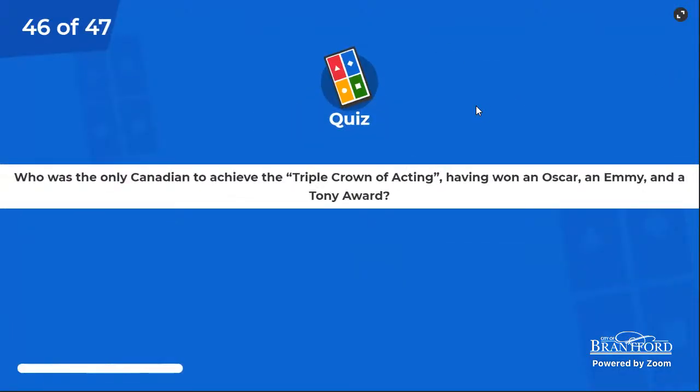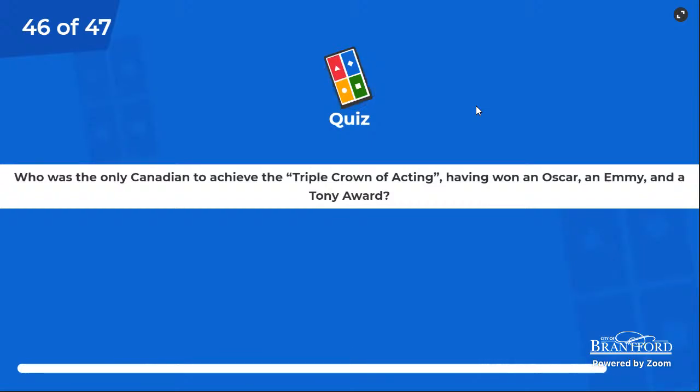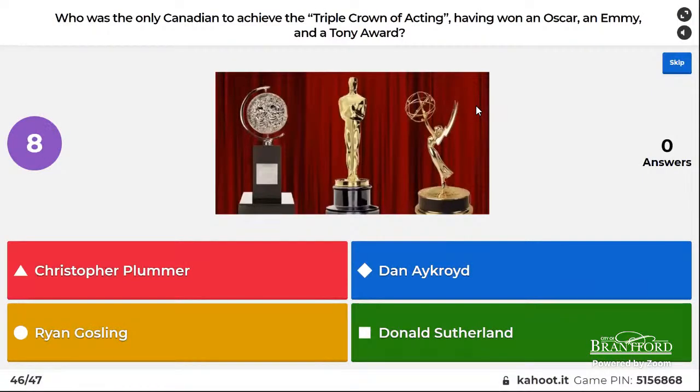Who was the only Canadian to achieve the Triple Crown of acting, having won an Oscar, an Emmy, and a Tony Award? Was it Christopher Plummer, Dan Aykroyd, Ryan Gosling, or Donald Sutherland?